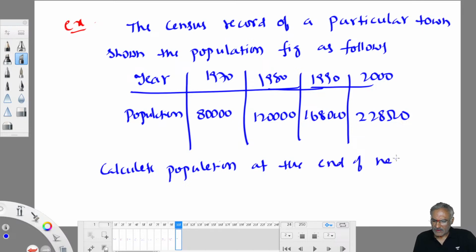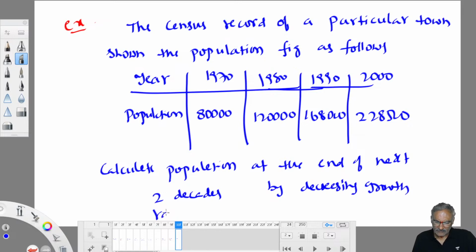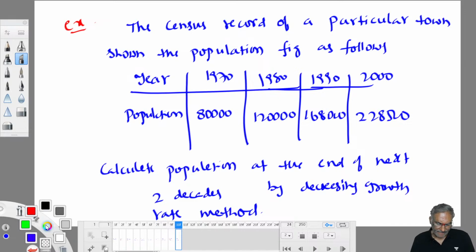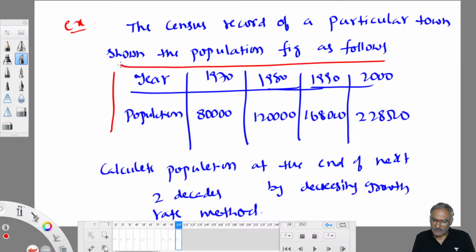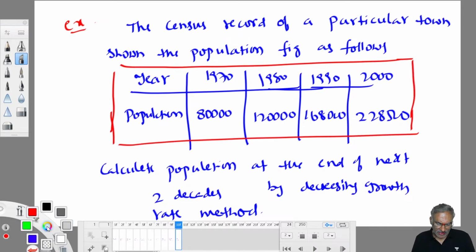At the end of next 2 decades, that means population in 2020, by the decreasing growth rate method. Come on, try. Just to expose you to the method, I took this question. So this is the data given to you in the form of a table, statistical data. Using this data, D values you have to generate.